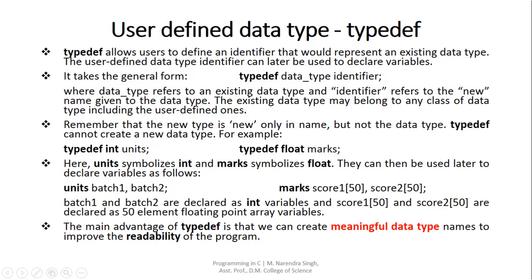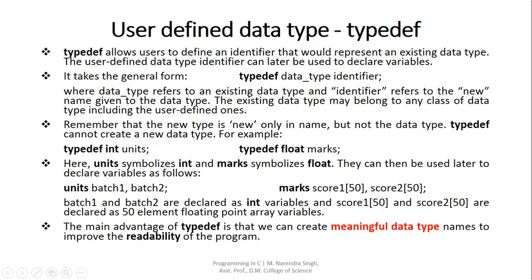typedef int units semicolon. Here the existing data type is the integer data type int, and we are giving a new name to this existing data type, and the new name is units. So instead of using the int keyword, we now can use the new name units to declare and define variables of int data type. The second statement, typedef float marks semicolon, defines a new name for the existing data type float, and the new name is marks. Now instead of using the keyword float, we can use the new name marks to declare variables of floating point data type.